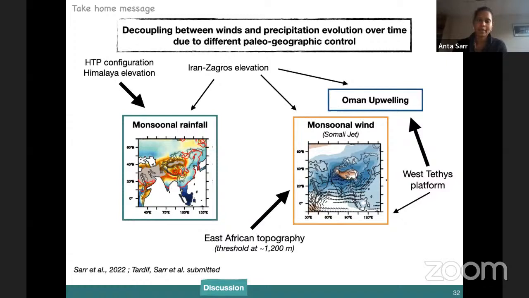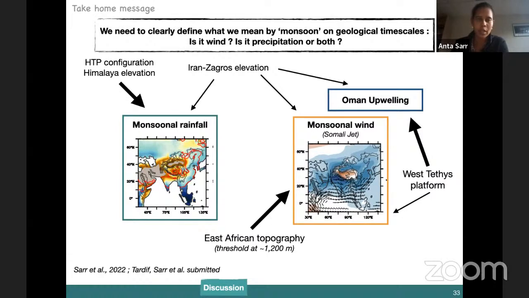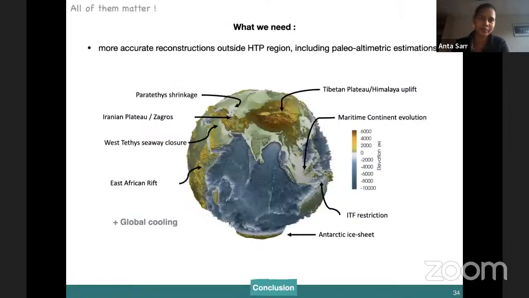So this diverse topographic driver for both monsoon rainfall and monsoon winds might explain why we do see a different timing between terrestrial rainfall records and paleoceanographic records that are mostly tied to oceanic circulations. This also means that we clearly need to define what we mean by monsoon on geological timescales, whether we mean winds, whether we mean precipitation, or whether we mean both, and then we can start discussing when monsoon onset occurred.